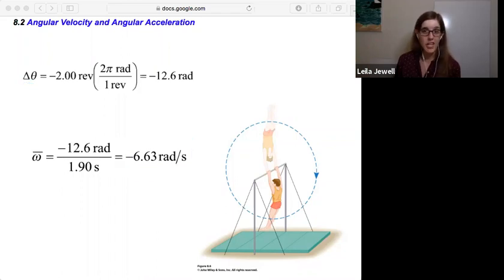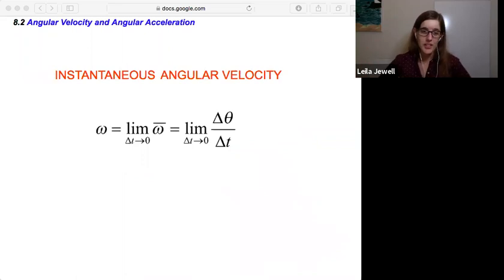Okay, so we've seen angular velocity as well as angular displacement. What do we have left? Well, first we can get to our instantaneous angular velocity, which is where we look at the limit of shrinking that time interval down to 0, and then we'd have our angular velocity at one particular instant, which no longer needs that average bar on top of it.